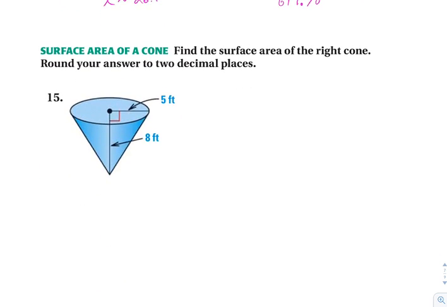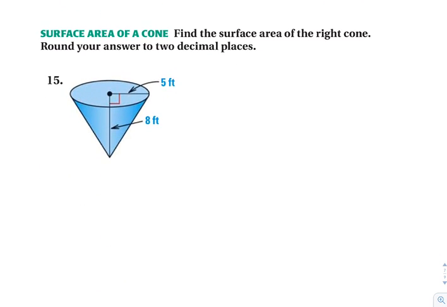Okay, find the entire surface area of the right cone. So this is a very similar problem. Again, I can identify right away we're missing the slant height. So we're going to have to use 5 squared plus 8 squared to get the slant height. So that's 25 and 64, or 89. So L is the square root of 89. Okay, so right away I got my slant height.